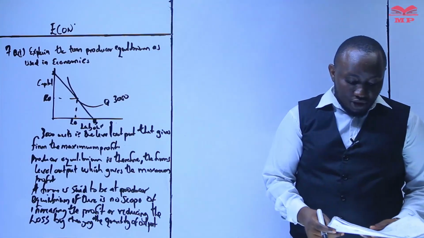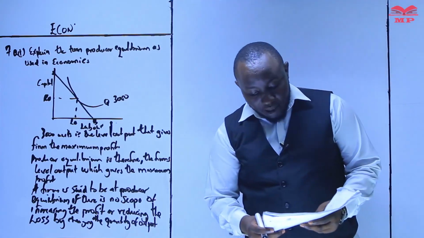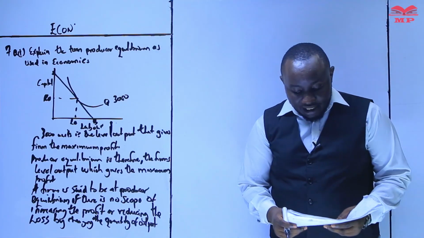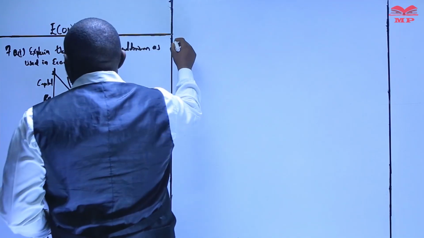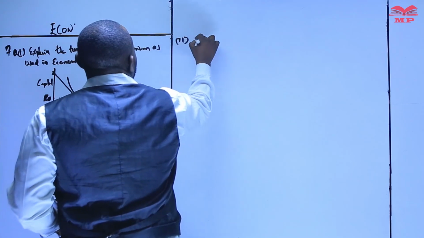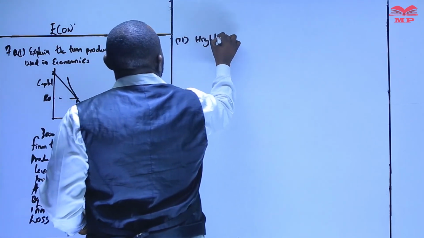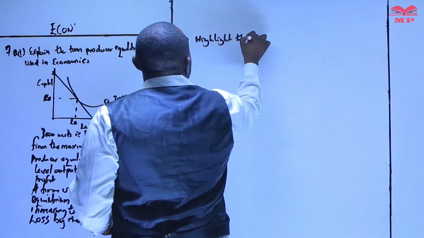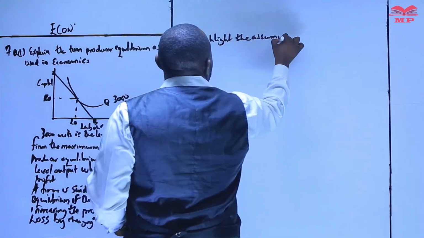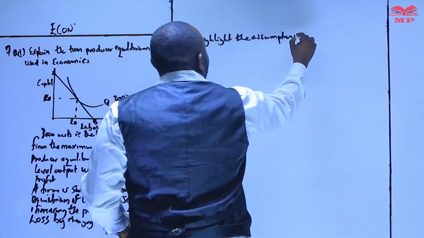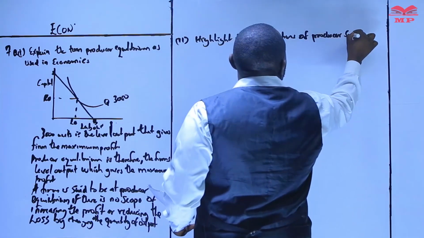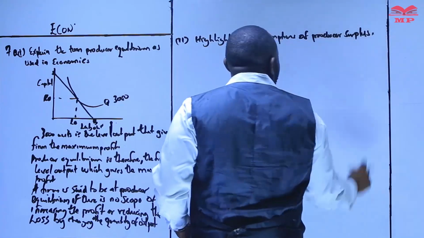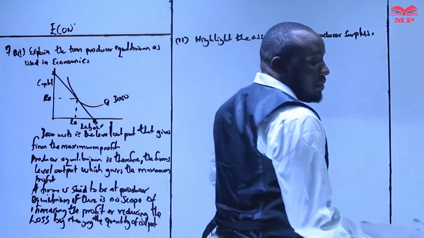We pick it on the next question, that is question 7, A, Roman B. So the question says, highlight assumptions of the producer surplus. Highlight the assumptions of a producer surplus.